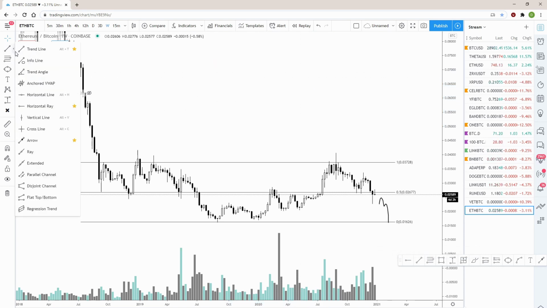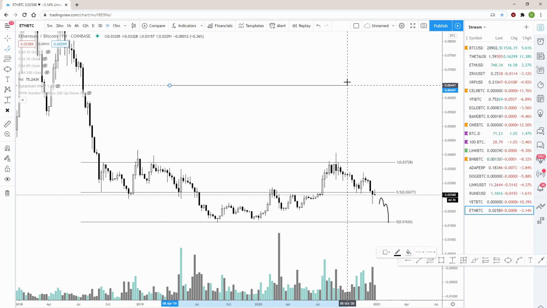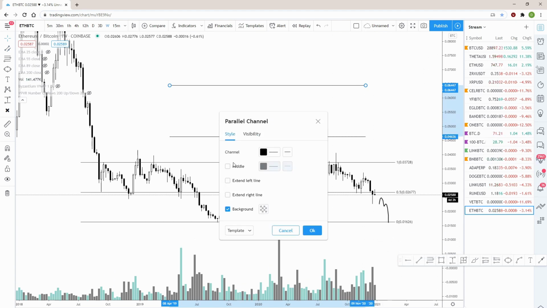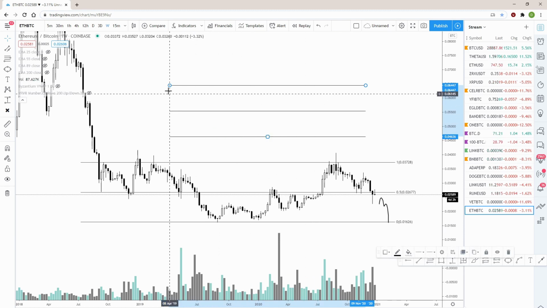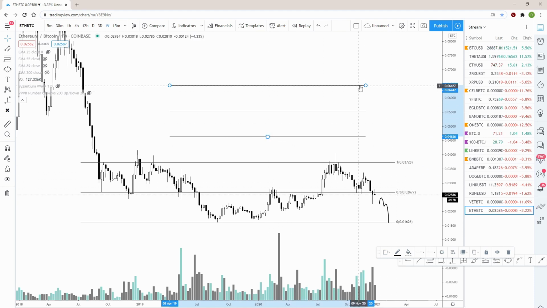And the other way I like to chart ranges is using a parallel channel. Hold down the shift key to keep your line straight. And what you can do from here is go to settings and click the middle. That is another way of doing a range, although this way it won't show you the exact values, which is not as useful in my opinion.